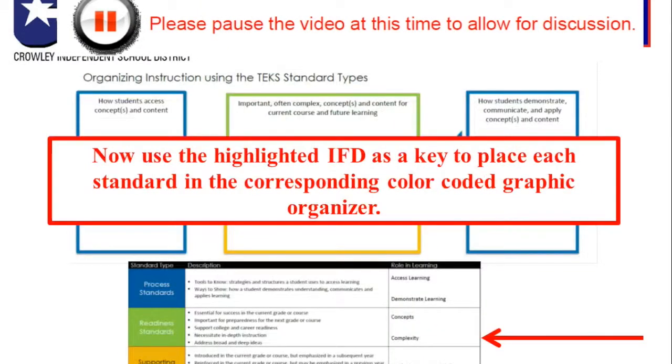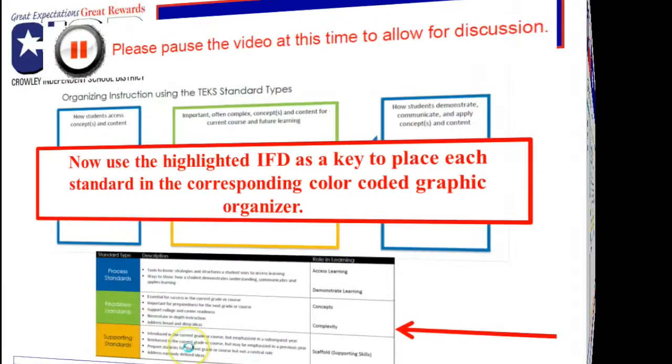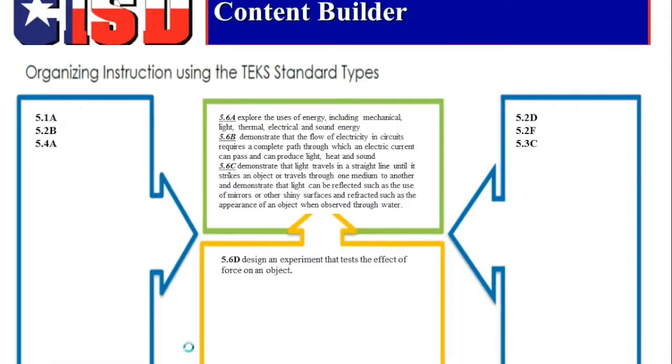Now, use the highlighted IFD as a key to place each standard in the corresponding color-coded graphic organizer. Please take a moment to review the placement of each of the TEKS. Notice that for this unit there are 3 readiness standards, which are 5.6a, 5.6b, and 5.6c.